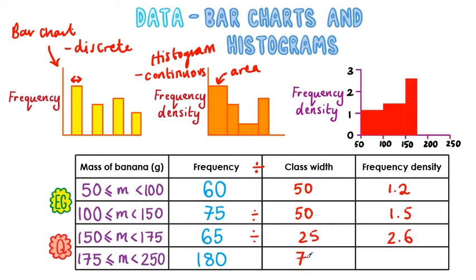And our final group then is going to be a larger one. It's going to be 75 for the class width. And 180 divided by 75 gives us 2.4. So this is a big group and it needs to go all the way up to 2.4. Something like that. Okay, so that is what your histogram might look like.